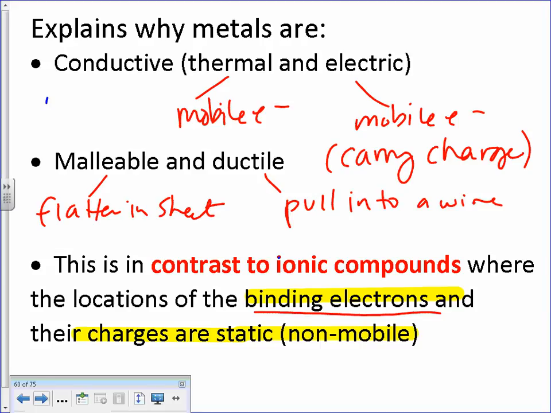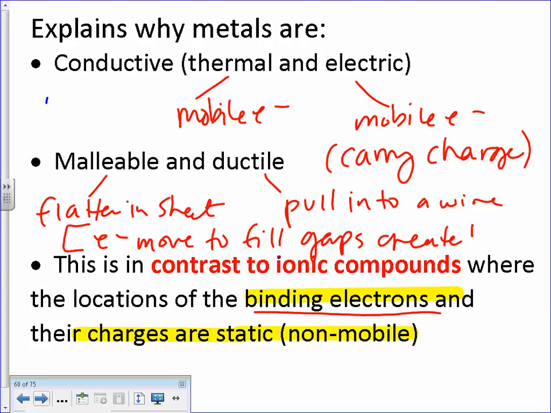The premise of why both of these work really well with metals is that these electrons are mobile and really tiny. I'm going to write this in a bracket for both: the electrons move to fill gaps created by these mechanical processes, like hitting with a hammer. Eventually, if you hit something with a hammer enough, it's going to break. Metals, if you heat them up enough, it can happen, but only in an extreme case. They tend to continue to flatten out.